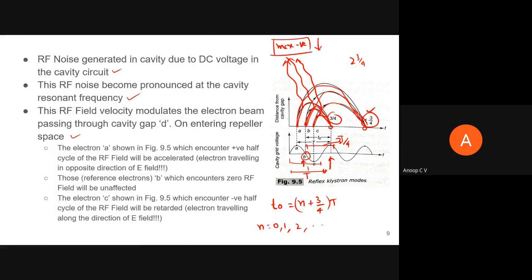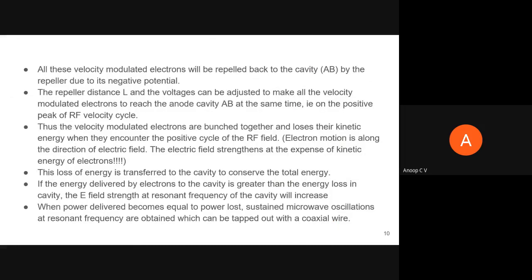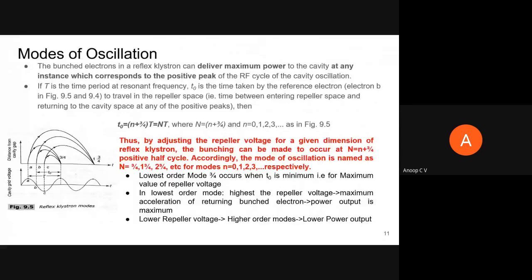I have given the explanation here. You can just read it through, so please do read through. So those are the modes. That's what I have mentioned here: T naught is n plus 3/4 T. The bunched electrons in the reflex klystron can deliver maximum power to the cavity at any instance which corresponds to a positive peak. It should be arriving at any one of the positive peaks.